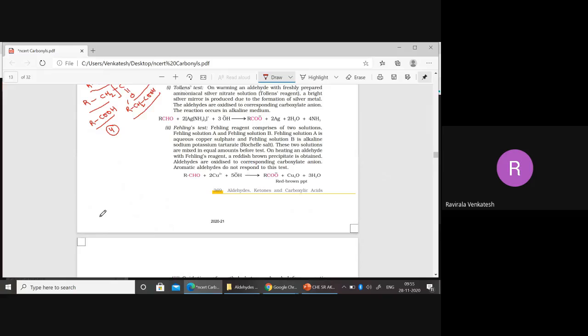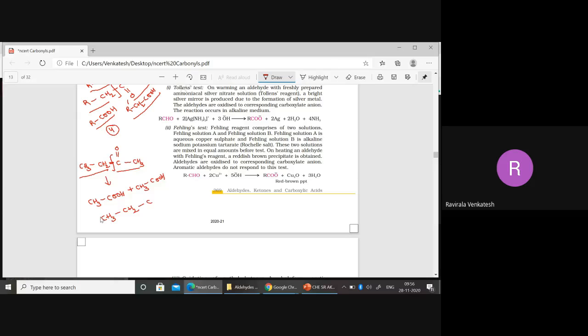We'll take one example to explain this. All of you please note this down: CH3, CH2, C double bond O, CH3. First I will cut this part. What am I getting here? CH3COOH. Next, if I cut this one, that is also the same, CH3COOH.